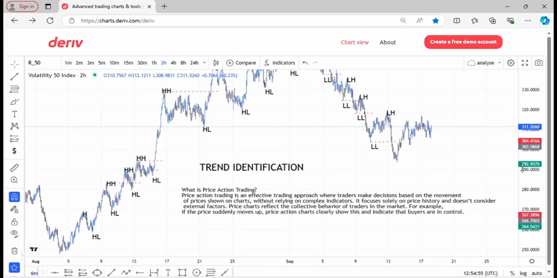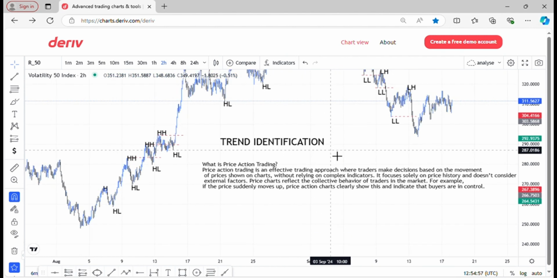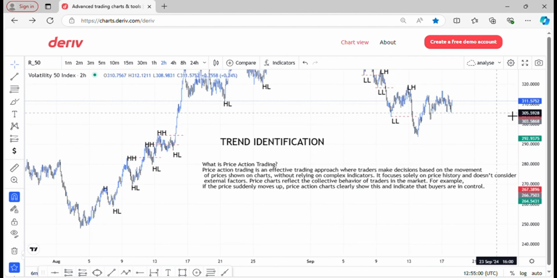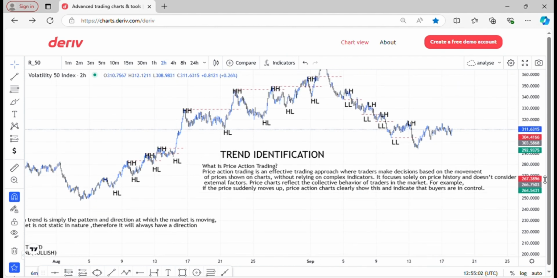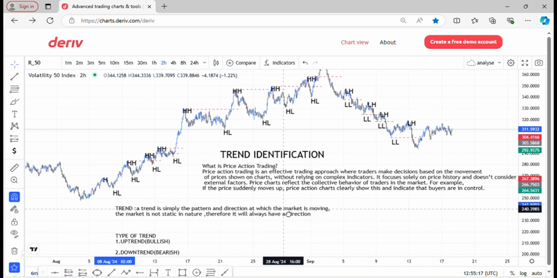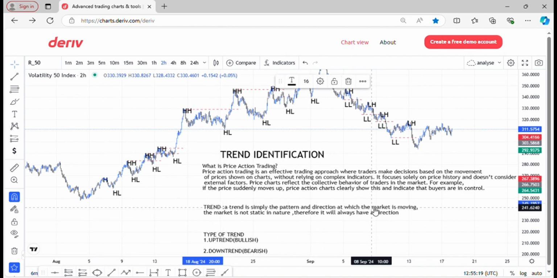It's interesting. Another definition: price action is just the visual representation of your chart, what you can see in your chart. That is the meaning of price action. So all we're talking about is trend identification.